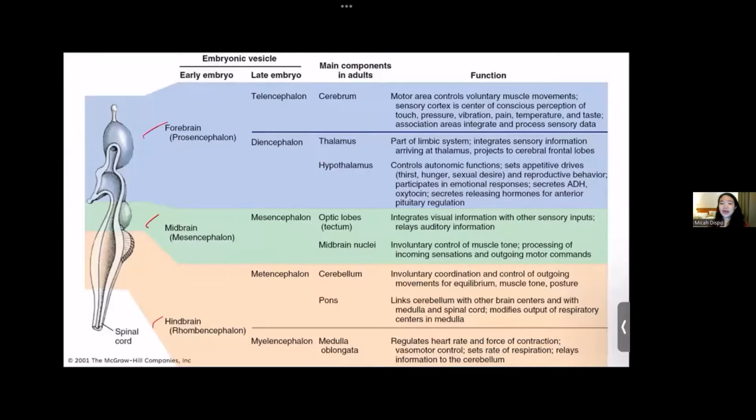So our cerebrum, our thalamus, and hypothalamus developed from our forebrain. Our midbrain, obviously from the midbrain in the early embryo, and our cerebellum, pons, and medulla oblongata developed from the hindbrain. So here you can see the functions of each of these parts of the brain, and you can just go through these functions yourself. You will be learning more of this as you go into your animal physiology.